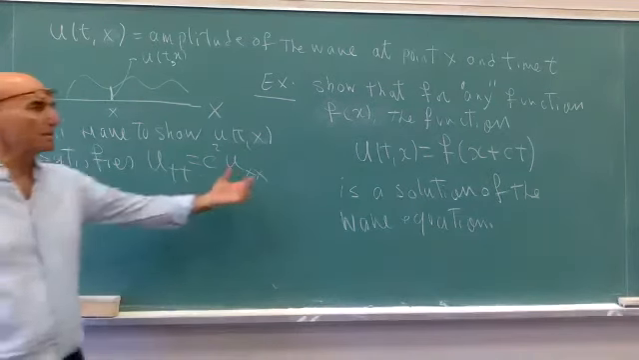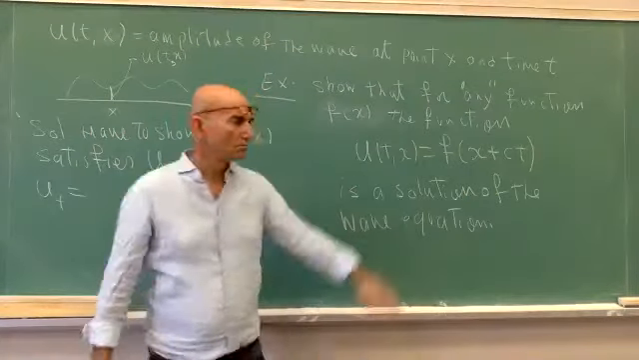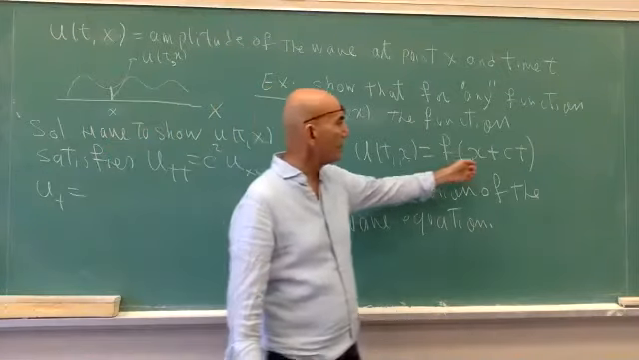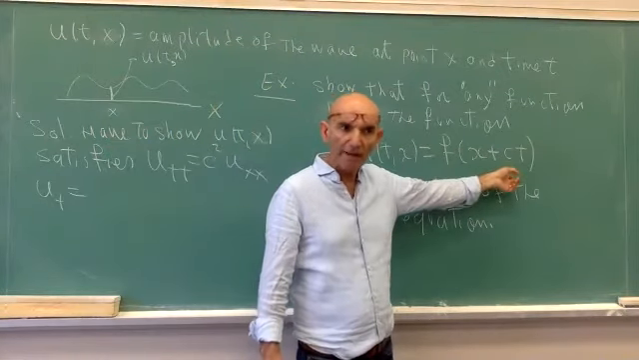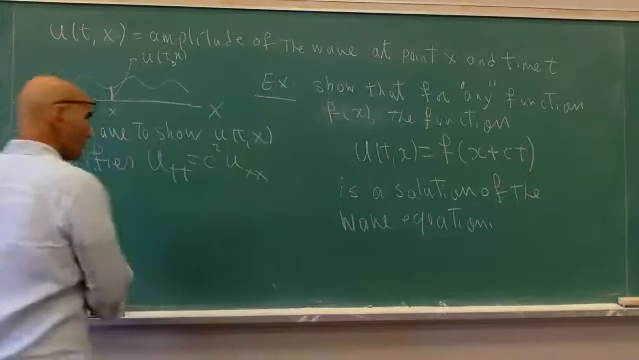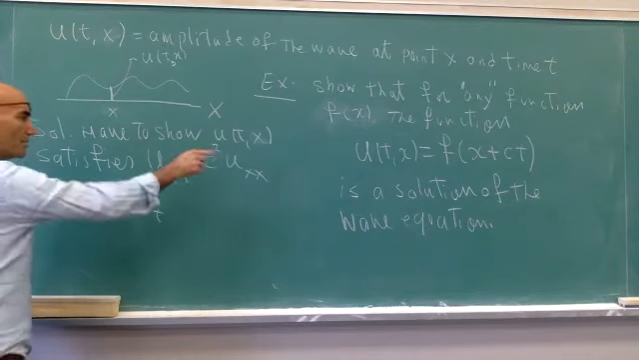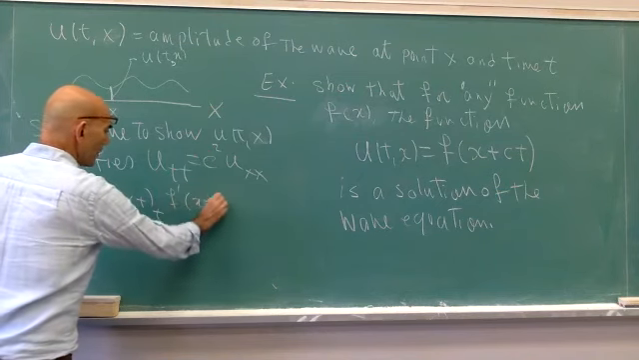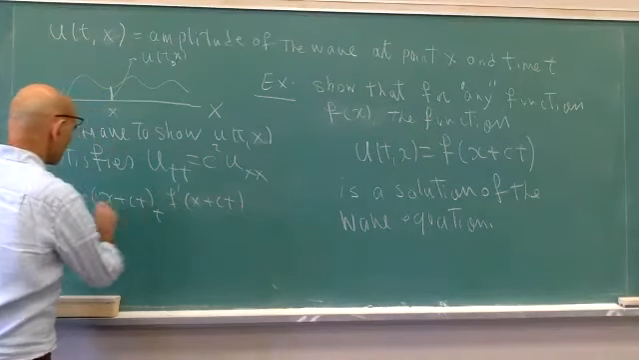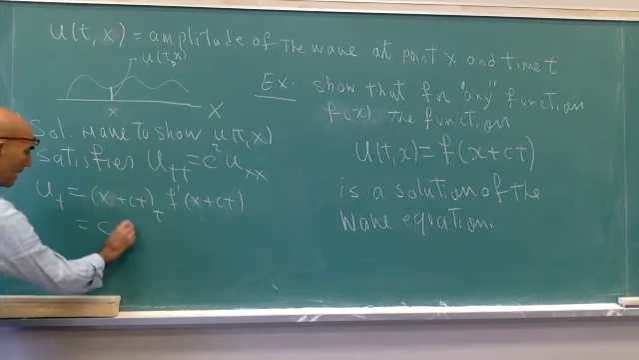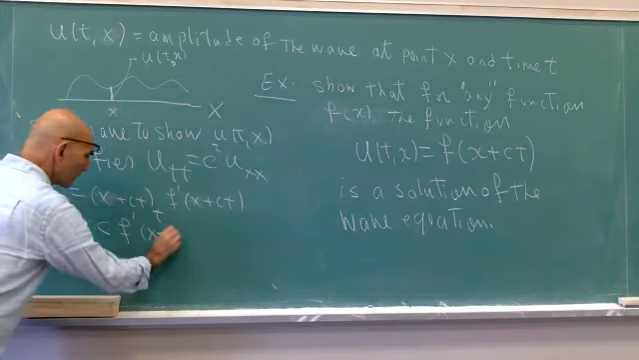Can you tell me what is the derivative of this with respect to t? Well, of course, we have to use the chain rule, right? Because this is a function of one variable, and that variable is a function of t, so this is equal to the derivative of x plus ct with respect to t times f prime at x plus ct. So that's equal to c f prime of x plus ct.